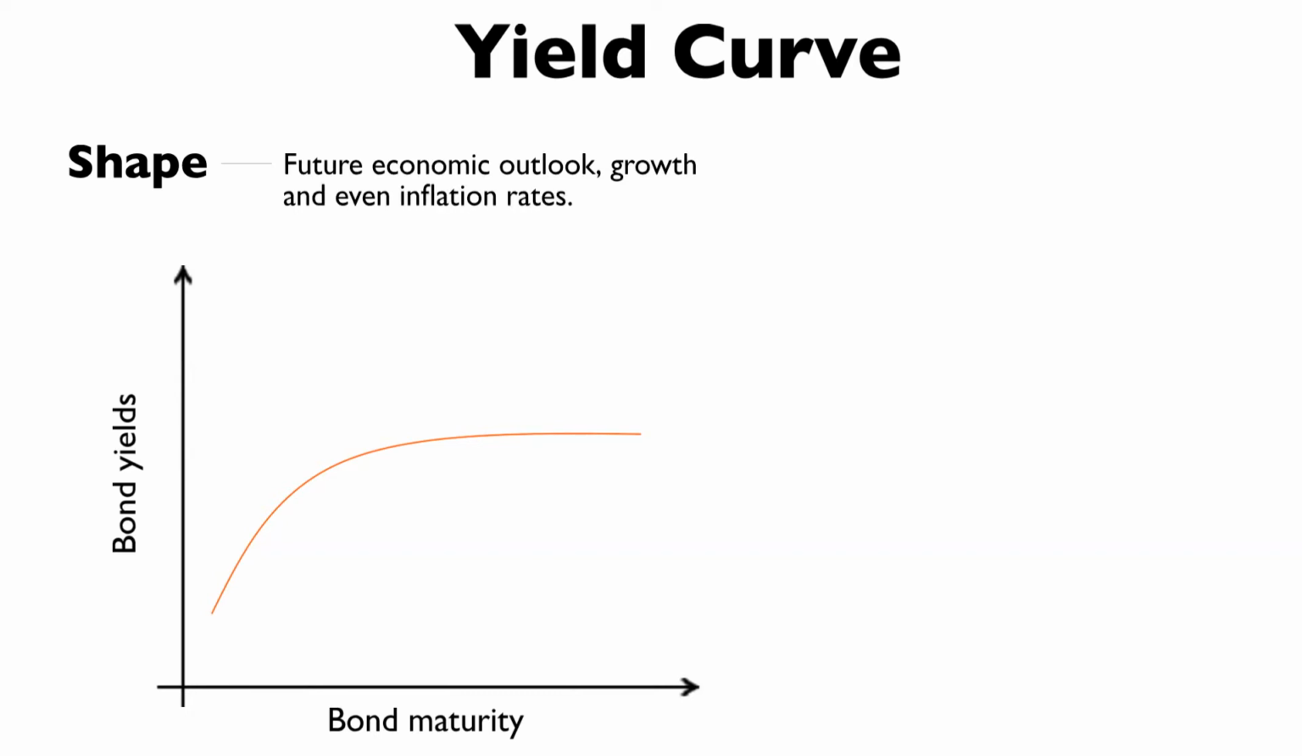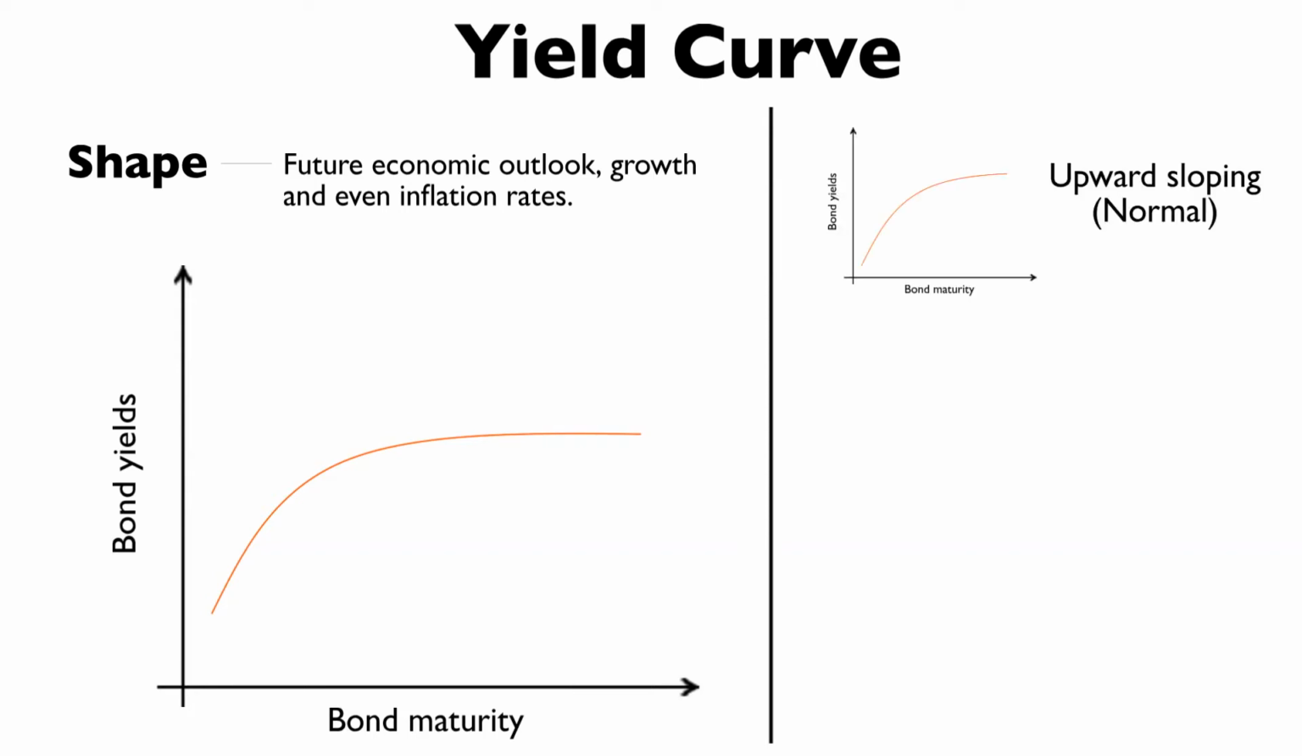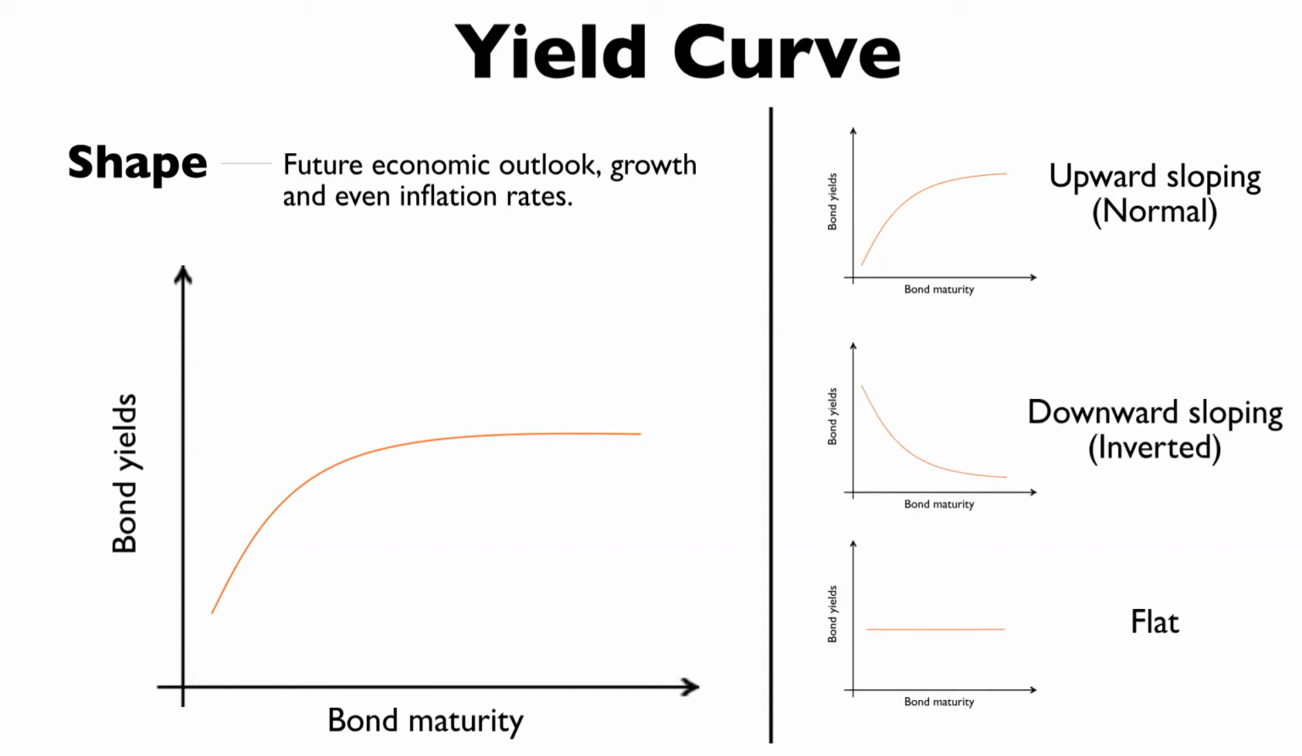As you plot the yield curve, you realize it may have different shapes. It could be upward sloping, also called normal, downward sloping or inverted, or flat. An upward sloping yield curve means that lower yields have shorter maturities and longer yields have longer maturities. In other words, investors who have longer dated bonds receive higher interest rates.